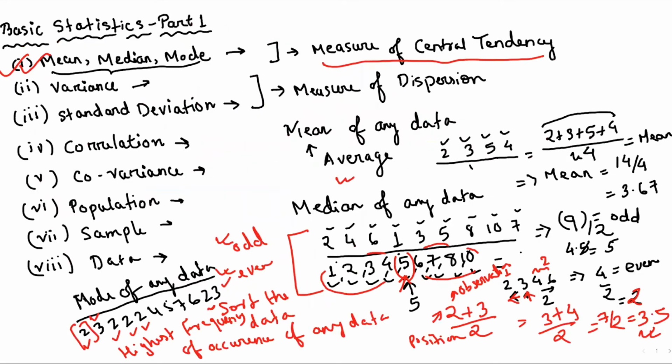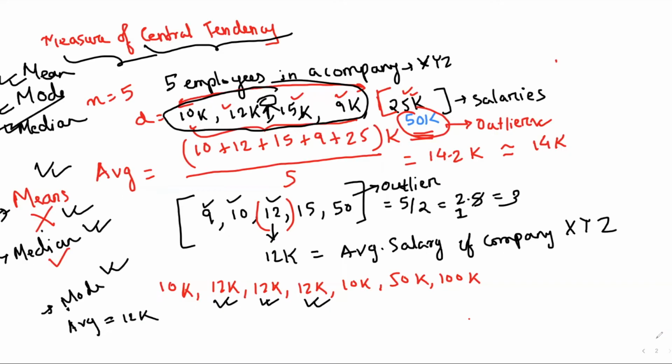Let me go back to my first screen. Here we covered what is mean, what is median, and what is mode. Now let's discuss variance and standard deviation, which are again measures of dispersion. What is dispersion? I will come back to that. But first, variance and deviation. Let me go to the next screen.